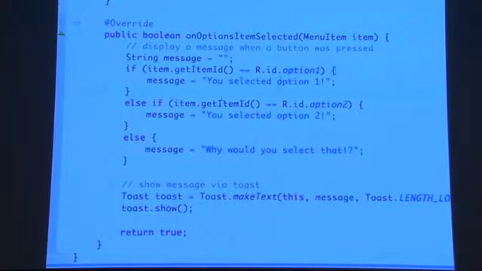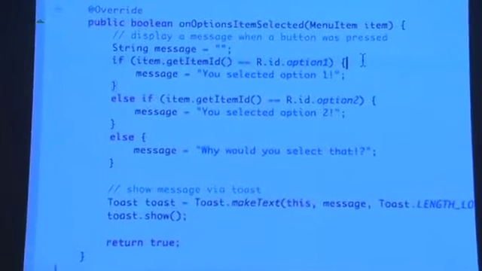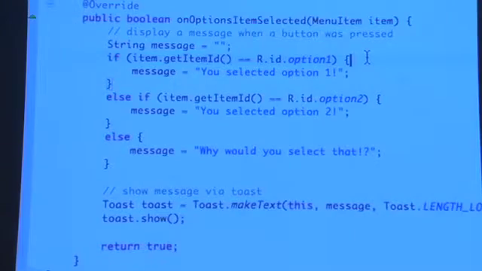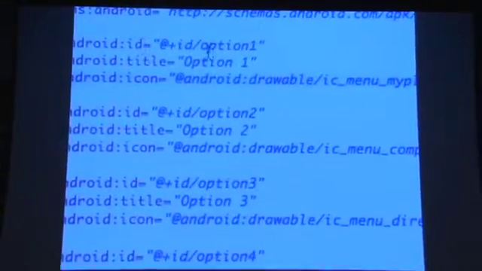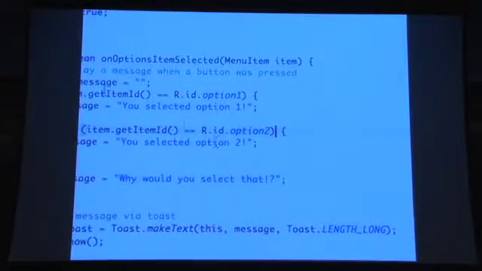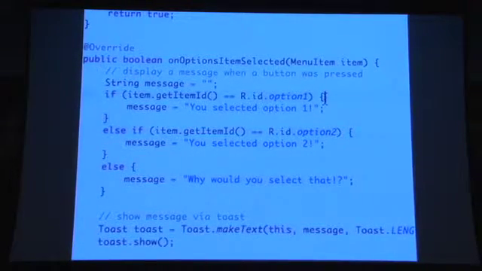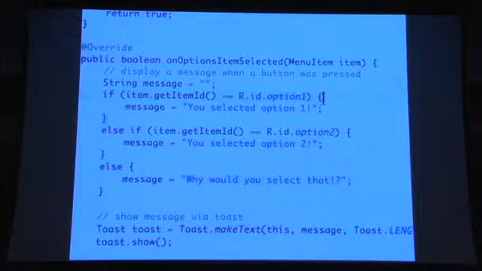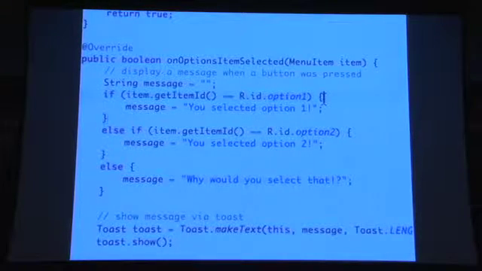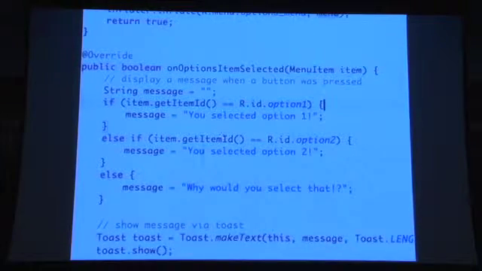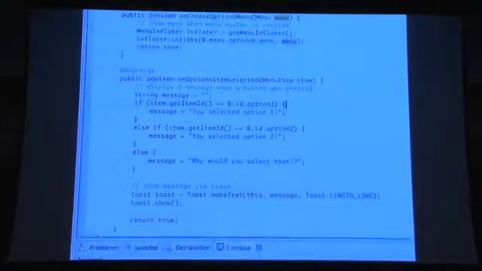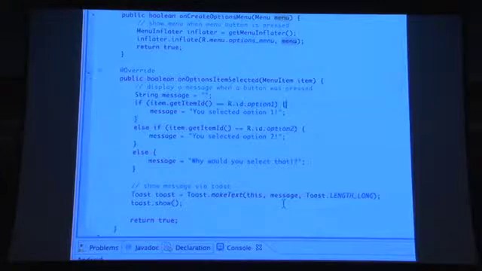And if that's the same as the first option, then I'm going to take some action. Or if it's the same as the second option, which, remember, both of those have unique IDs that I've specified here. So this first option has the ID option1. So when I say R.id.option1, I'm now effectively referring to that item XML element. And I can compare those two numerical values just with the regular equality operator. And then I can just display some message to the user.